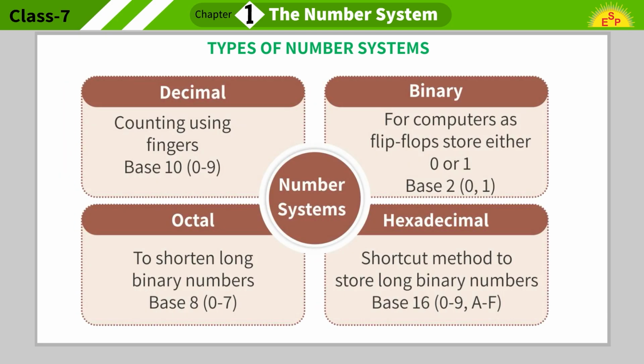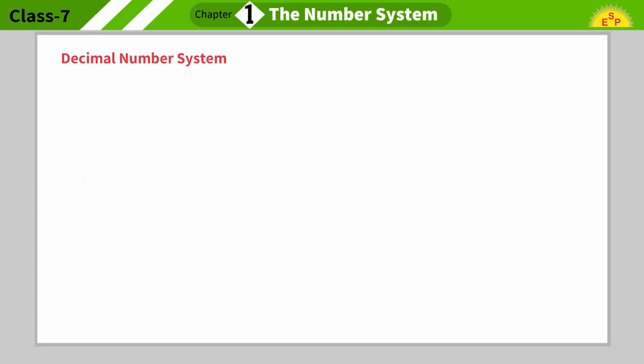Types of number systems. Decimal: counting using fingers, base 10, digits 0 to 9. Octal: to shorten long binary numbers, base 8, digits 0 to 7. Binary: for computers, as flip-flops store either 0 or 1, base 2. Hexadecimal: shortcut method to store long binary numbers, base 16, digits 0 to 9 and A to F.